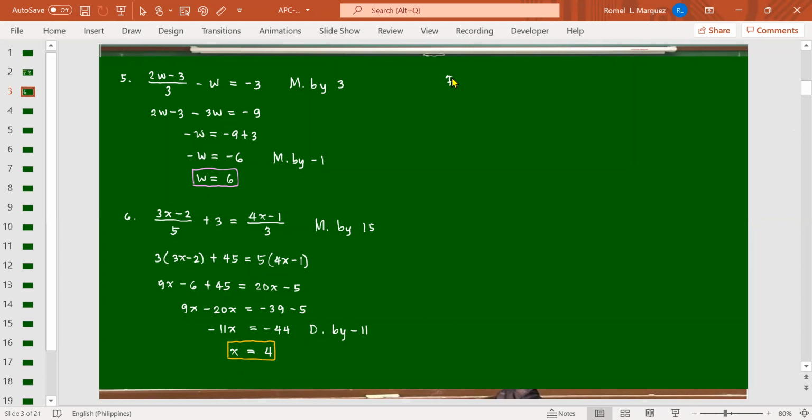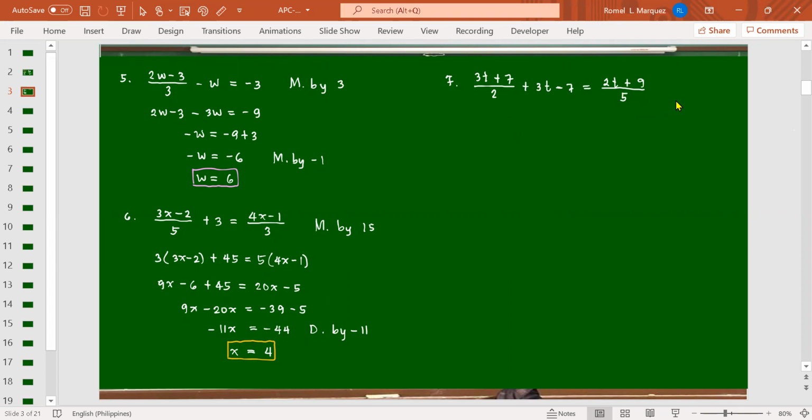Number 7. We have (3t plus 7) all over 2, then plus 3t minus 7, is equal to (2t plus 9) all over 5.